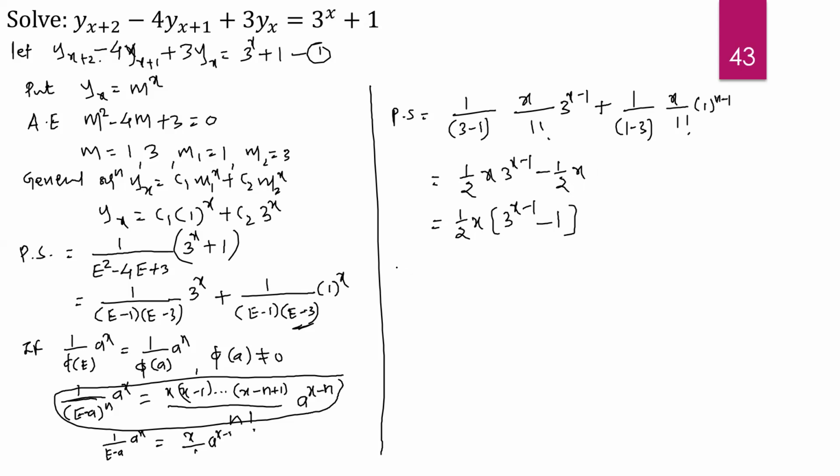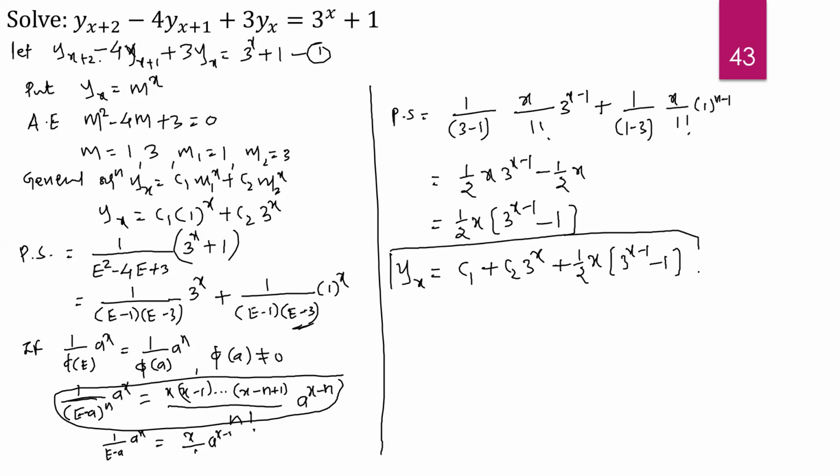So the complete solution y suffix x is equal to the general solution c1, 1 raised to x, which is 1 into c1, is c1 plus c2 3 raised to x plus 1 by 2 x times 3 raised to x minus 1 minus 1, which is the required solution.